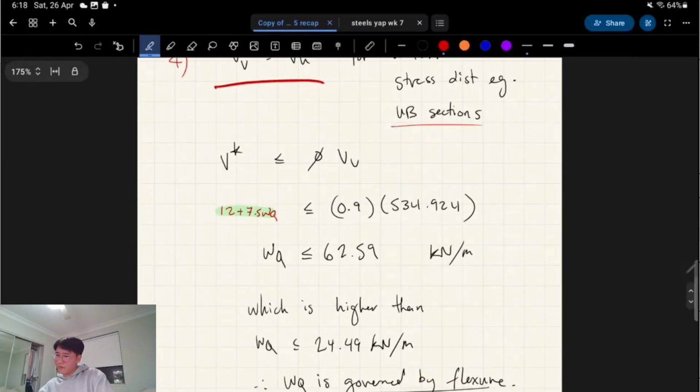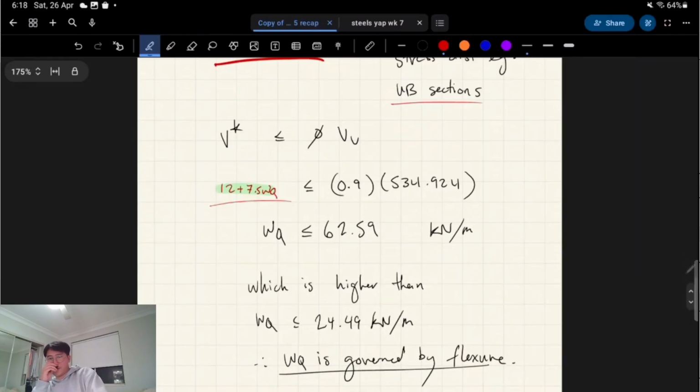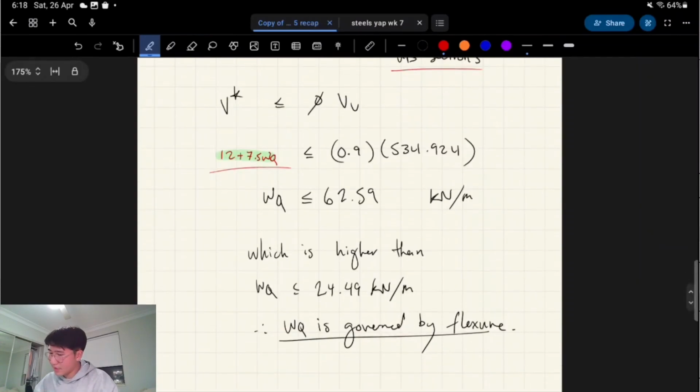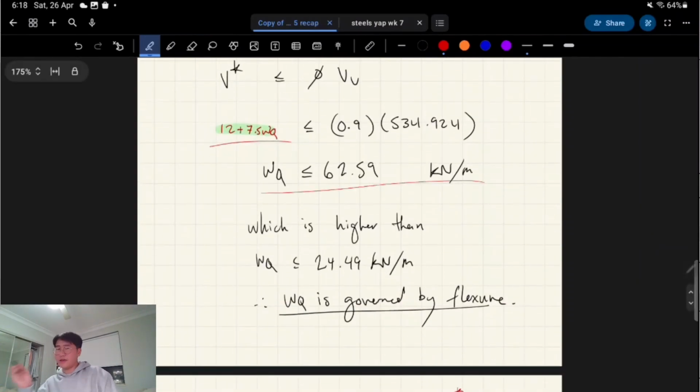So lastly, we plug in everything. We plug in that value that we found for V star in that first step, and then we set it. And so the value that we get for our max distributed live load is 62.59. That's higher than what we got for flexure. So obviously WQ is going to be governed by flexure, because as you increase your live load, it's going to fail in flexure first. It's going to do that lateral torsion or buckling thing before it's going to break in shear, in a yield shear kind of manner. Okay, that's it.